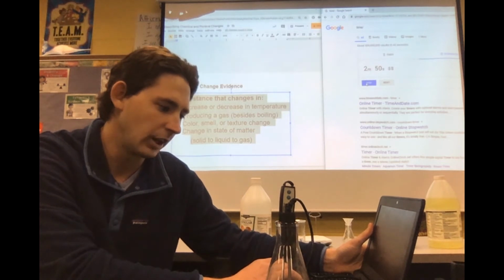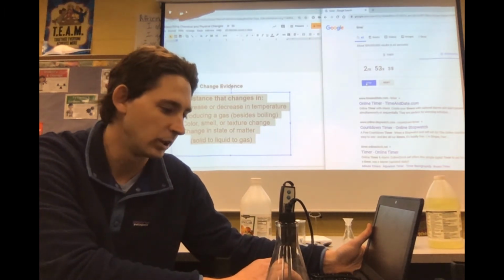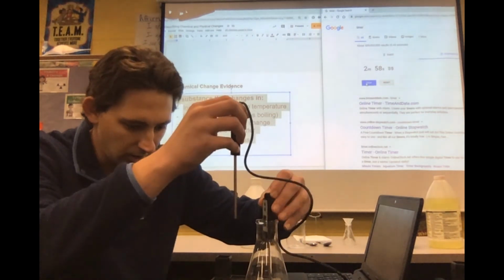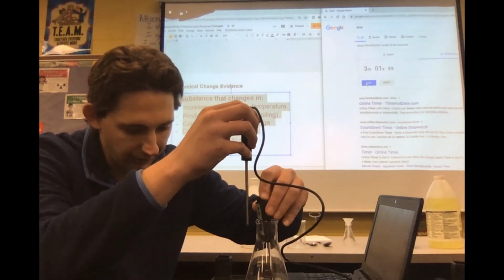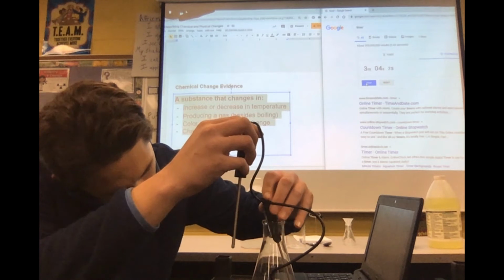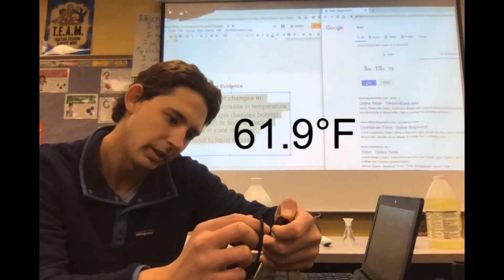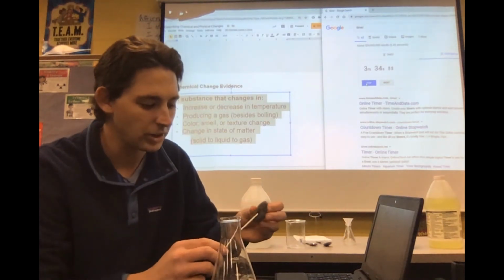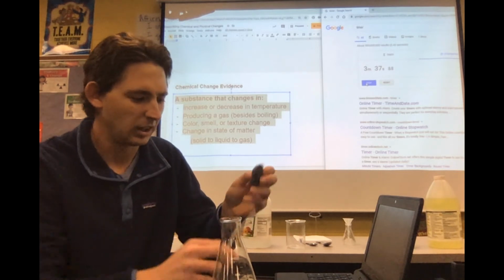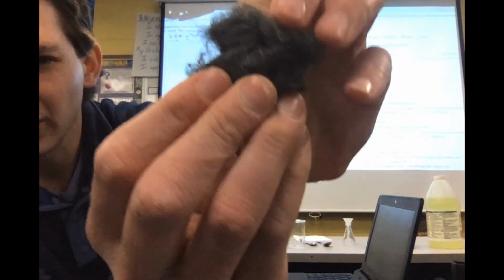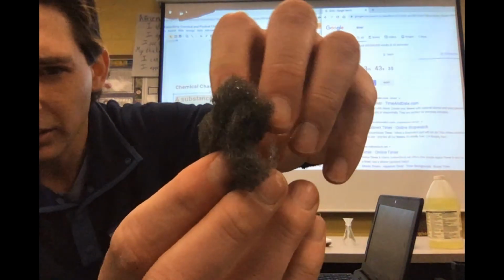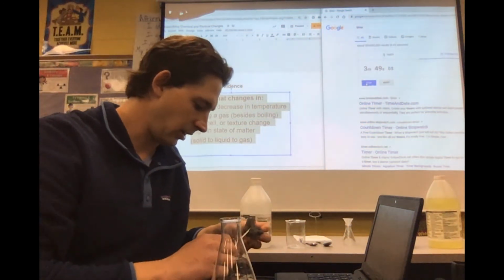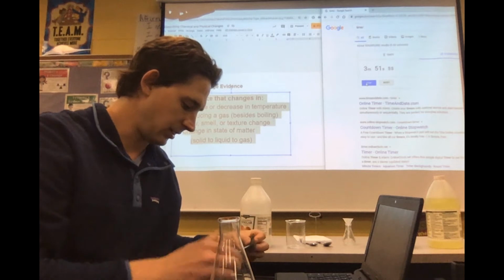Right now it's increasing in temperature. It's up to 17.2 degrees Celsius, or in Fahrenheit, 61.9, so it has increased a little bit. I see some discoloration in the wool. Hopefully you can see it turning a different color, more of a greenish instead of this gray. I'm going to wrap these around. We've got some vinegar on my thermometers.